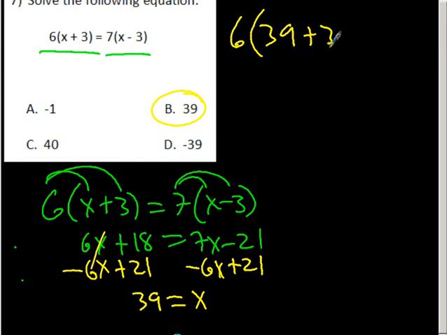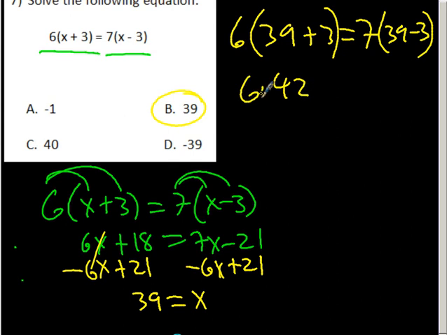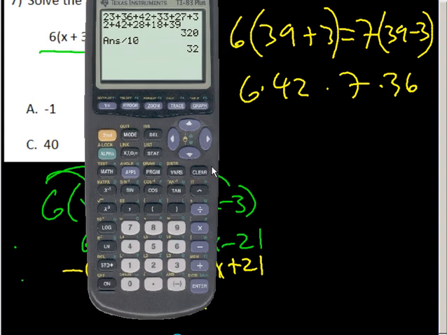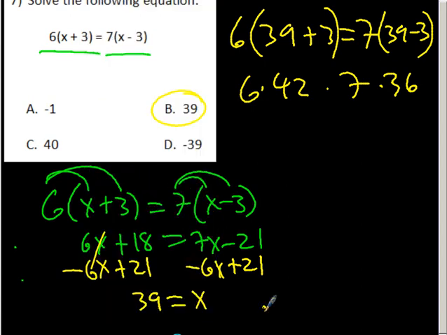39 plus 3. Does that equal 7 times 39 minus 3? 39 plus 3 is 42, times 6. And 7 times 39 minus 3 is 7 times 36. That's a great one for the calculator. Just get it out, don't worry about it. I'm sure all of you would prefer to multiply that in your head. 6 times 42, 7 times 36 is 252. Very good. Next.